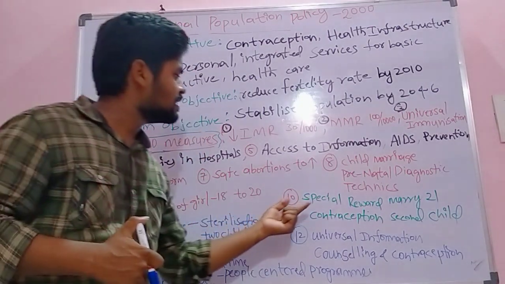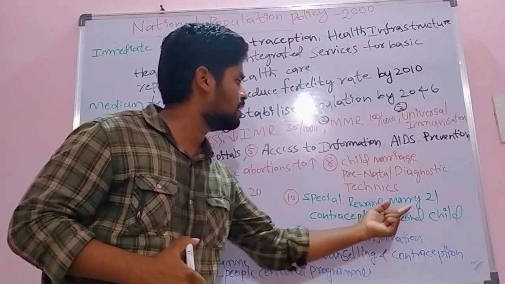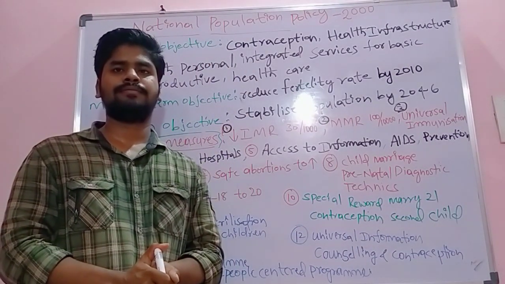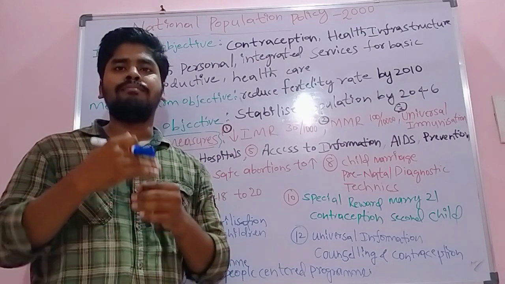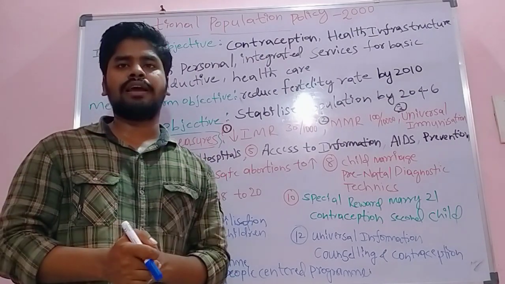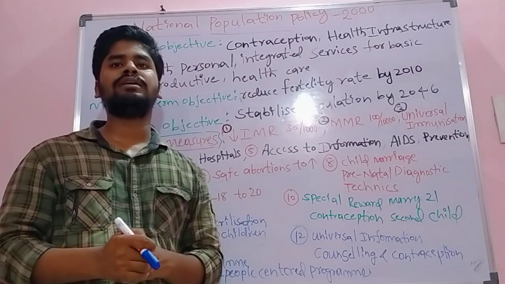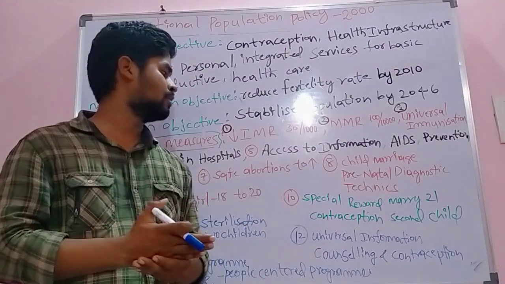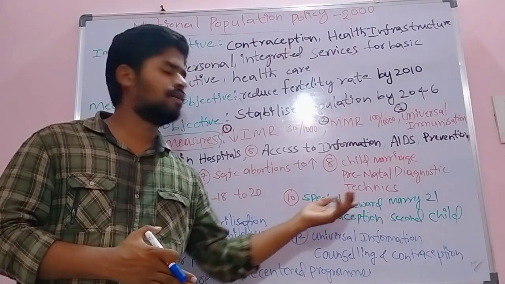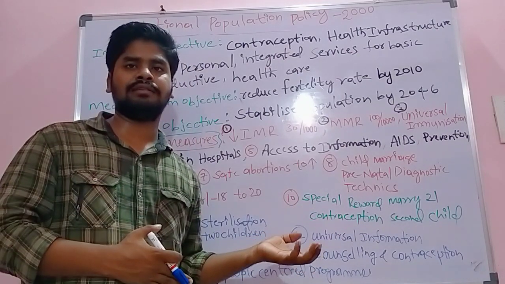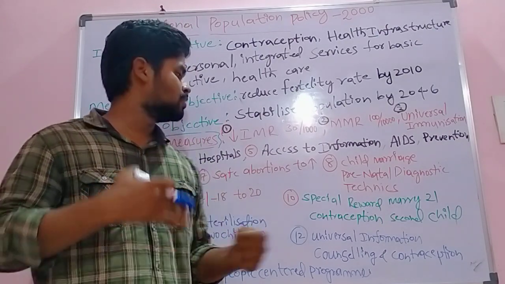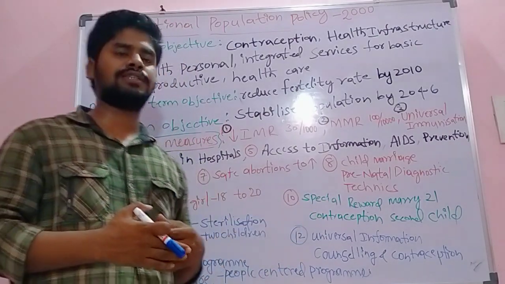And coming to the special reward for marrying at 21: if a girl marries after 21 years of age, she can get a reward. The government will give a special award to girls who marry after 21 years.